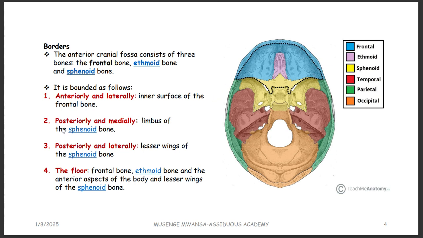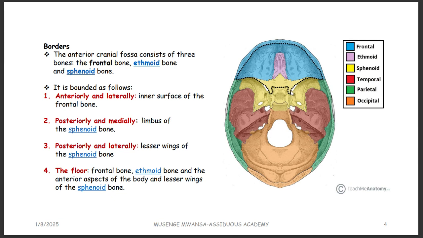And then you have got the posterior borders. Now the posterior borders, again behind here, you can see you have got it posterior on the sides, posterior lateral, and then you have got posterior but on the medial aspect, that's posterior medial. So posterior medial, you have got the sphenoid bone. Specifically, can you see this part of the sphenoid? We call it the limbus of the sphenoid bone. Okay, that aspect.